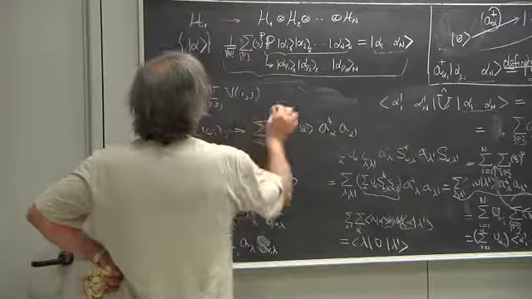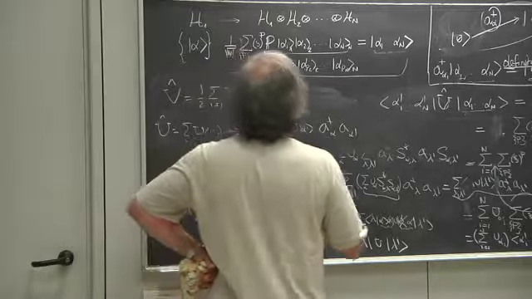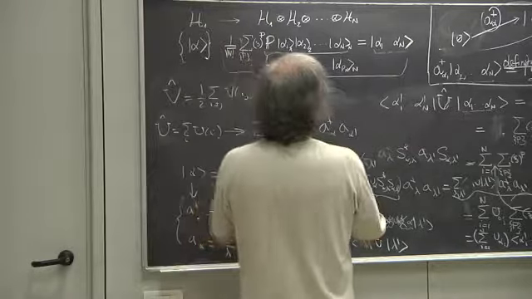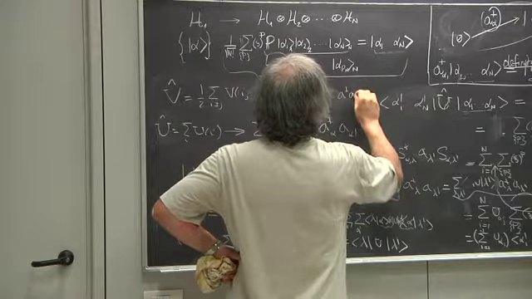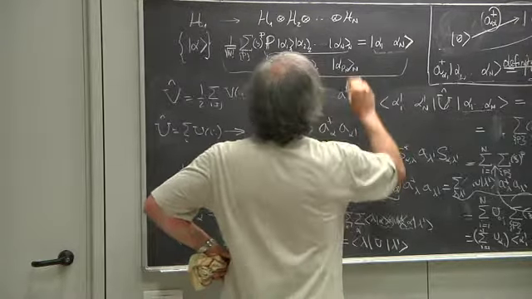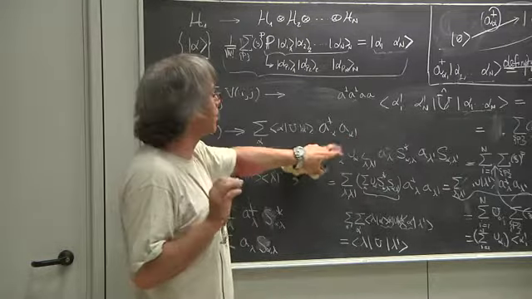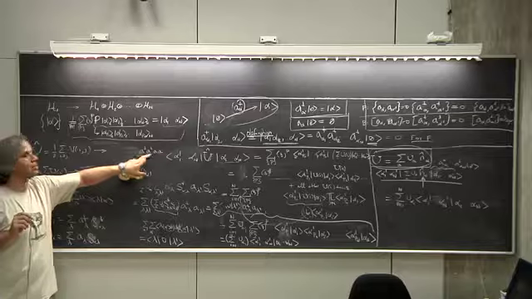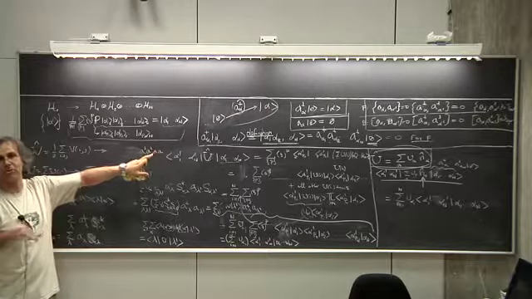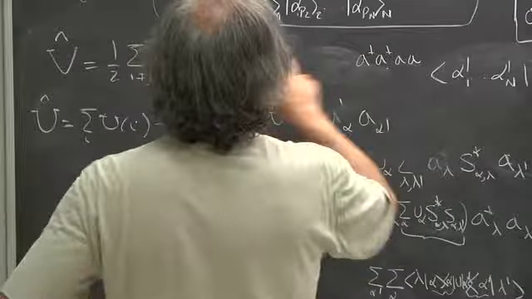Then for V, I have a more complicated expression, but not infinitely more complicated. There are, first of all, four operators. Not two. It's a two-body operator: a one-body operator has one A dagger and one A, a two-body operator has two A daggers and two A, a three-body operator has three A daggers and three A. Let's be happy with this.